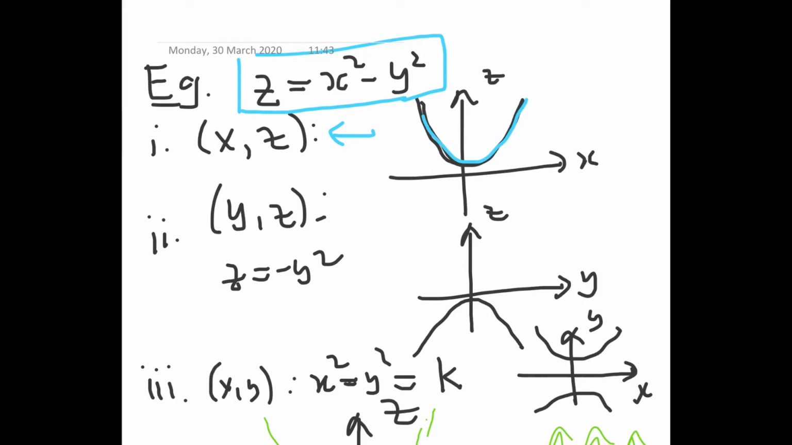Similarly, if we ignore the x coordinate, or let x equal a constant, we get in the yz coordinates the parabola z equals minus y squared, which remember is, if you want to call it, a negative parabola. So in the yz coordinates down there, we get that parabola. So in the xz coordinates, we get the positive parabola. In the yz coordinates, we get the negative parabola.